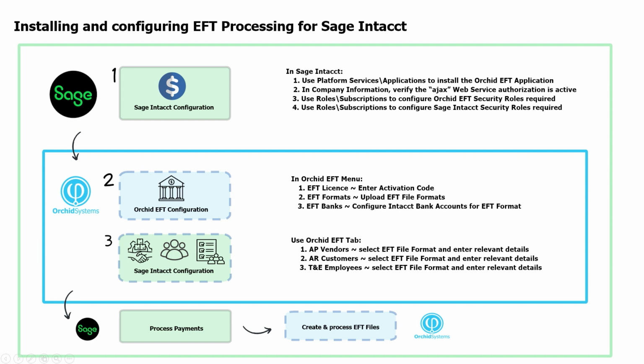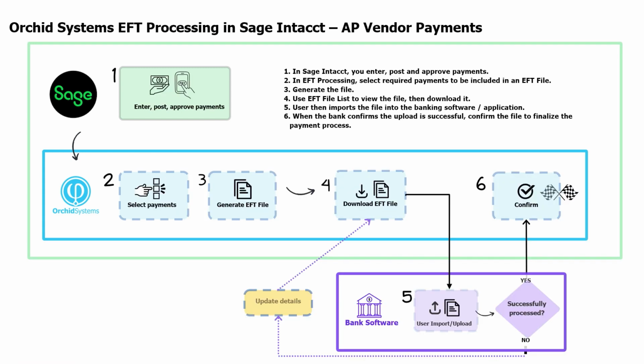Once the configuration is complete, you would go ahead and in Sage Intacct, you would post and approve the AP payments for your vendors, and then using the EFT screens, the EFT AP payments requests, you would select the payments to be generated into a file, generate the EFT files, then use the EFT file list to download the EFT file, and once uploaded to the bank and confirmed that the bank can process that file, you confirm the process.